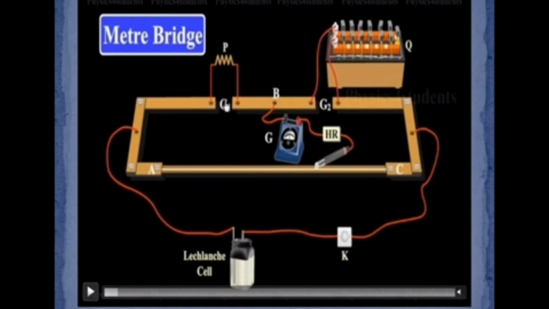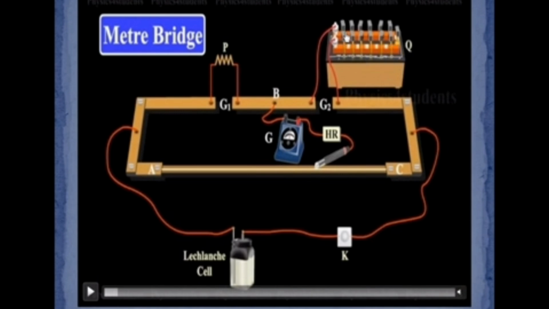And here you see that it has two gaps, G1 and G2. The gap G1 is connected with the unknown resistance P. So P is the unknown resistance, and Q is connected to the gap G2. So Q is a known resistance.